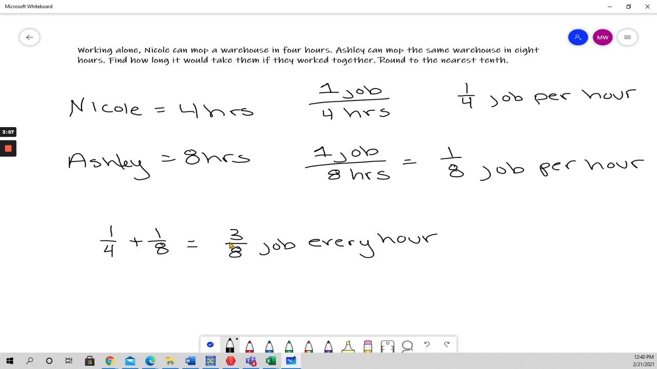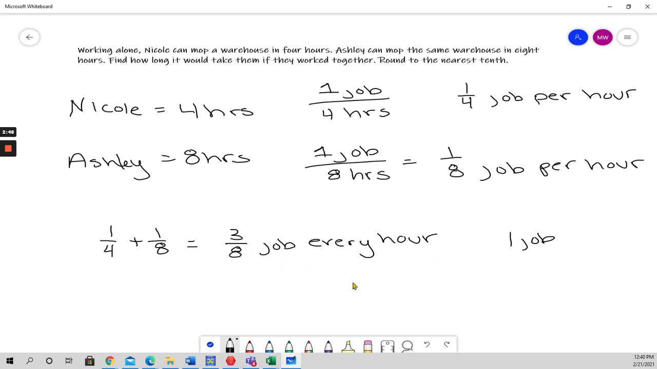But this is not asking us for our rate per hour. This is asking us how long it would take them to complete the job if they worked together. So they do 3/8 of the job every hour. But we need them to do one whole job. This is their rate: 3/8 of the job every hour.